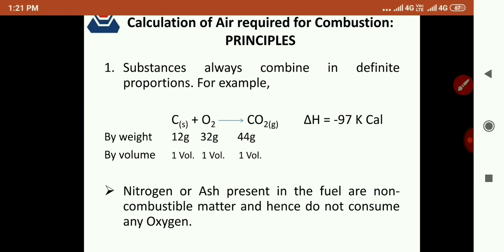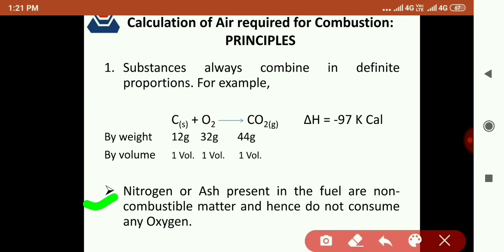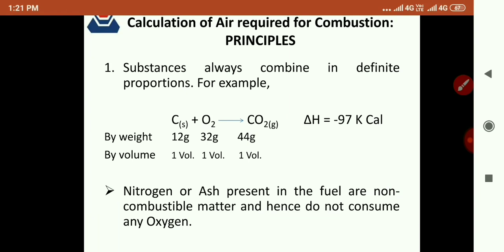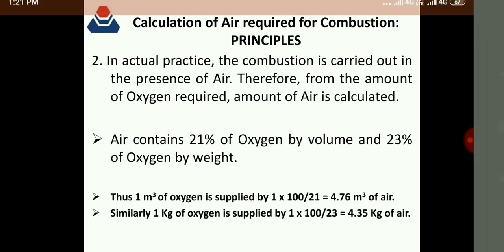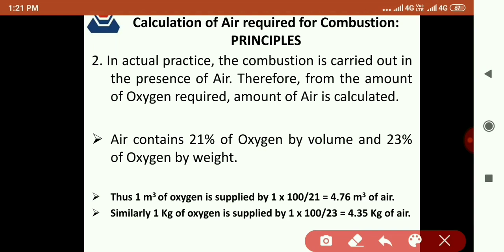Another thing is that if nitrogen or ash is present, then nitrogen or ash present in the fuel are non-combustible matter. So since these are non-combustible matter, they do not consume any oxygen. Then in actual practice, the combustion is carried out in the presence of air. Therefore, from the amount of oxygen required, the amount of air is also calculated.